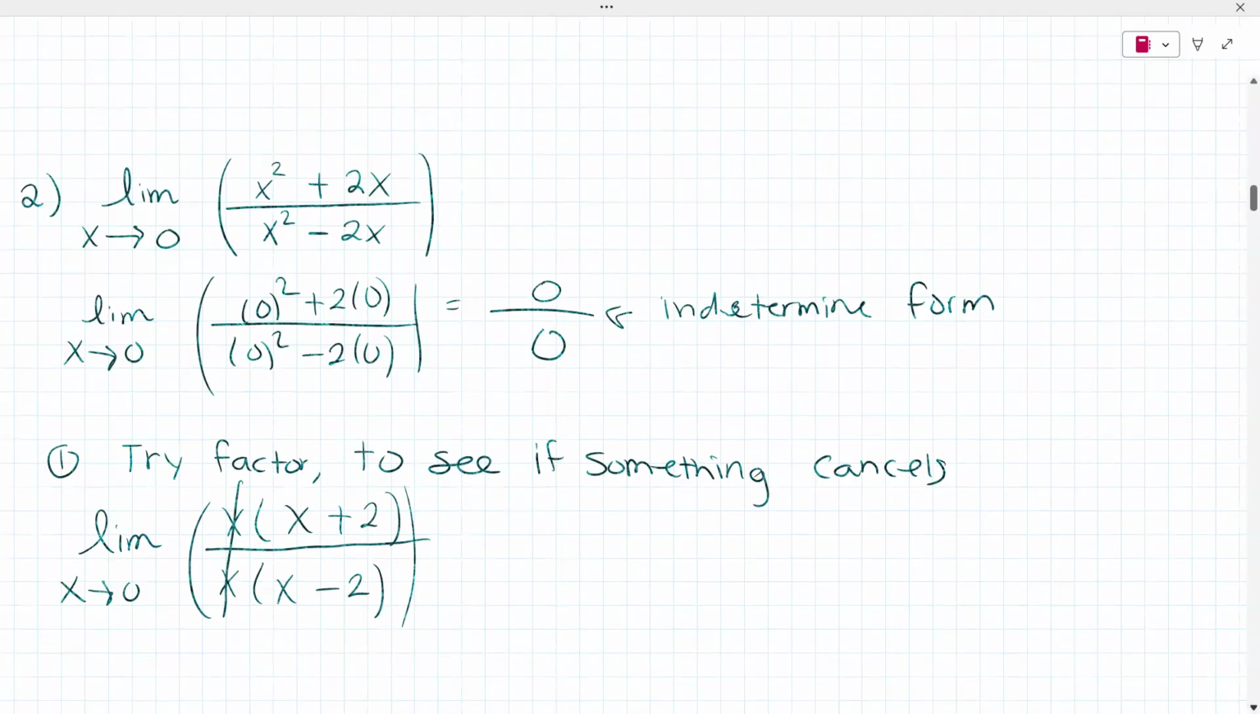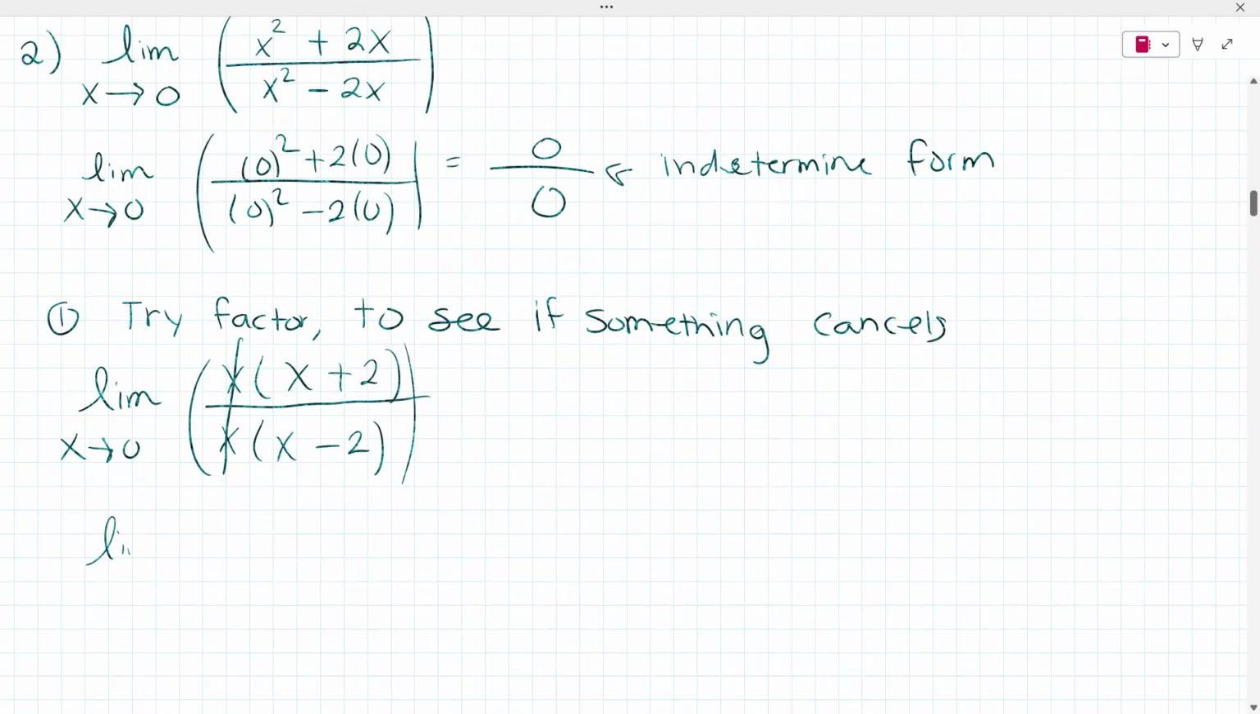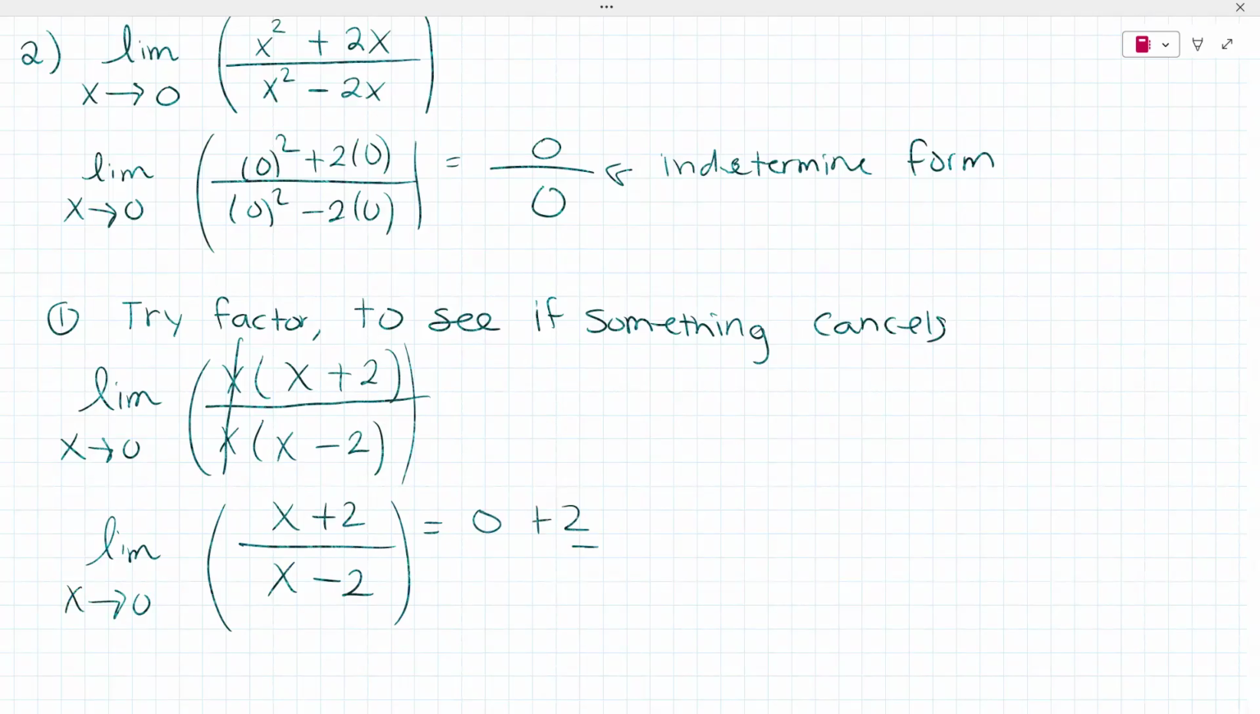Now we have a new problem. We rewrite it as the limit as x approaches 0 of x plus 2 over x minus 2. Now we can just try plugging it in, and let's see what we get. It would be 0 plus 2 over 0 minus 2. 0 plus 2 is 2, and 0 minus 2 is negative 2. Look, it works out. 2 divided by negative 2 gives us a real number, negative 1. That's what you want, a real number.